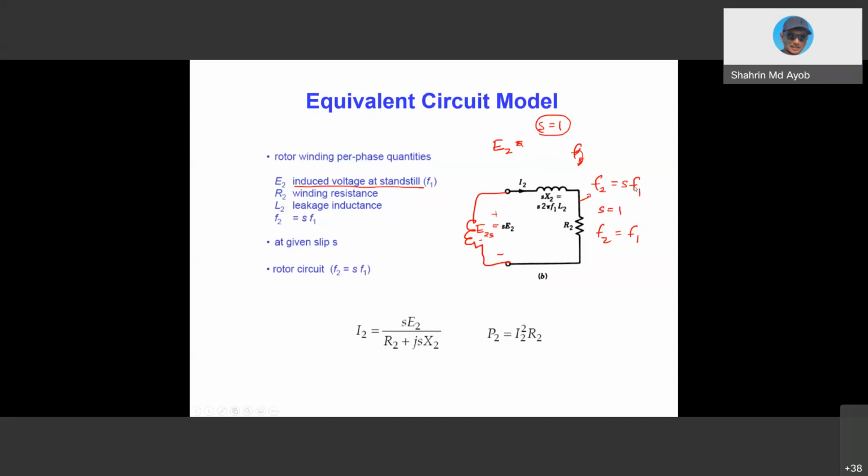Then we can see we have a current I2 flowing, the rotor current, and then we have the reactance SX2, and we have R2 here.